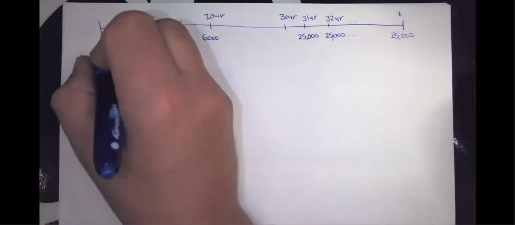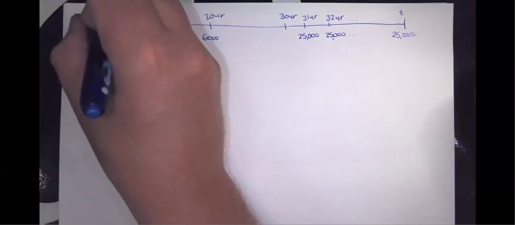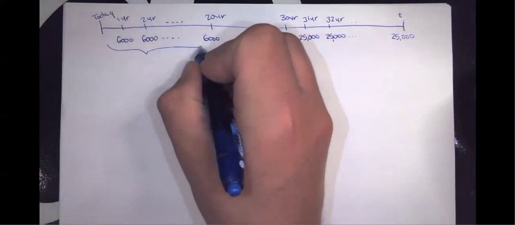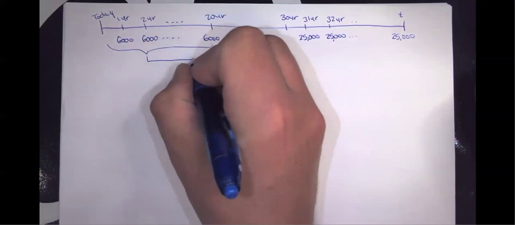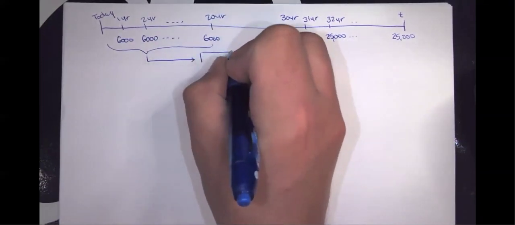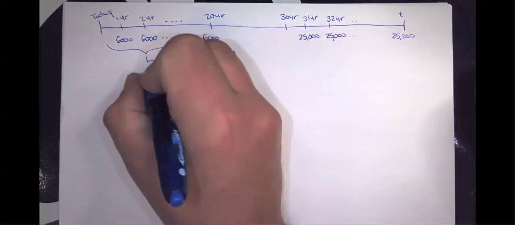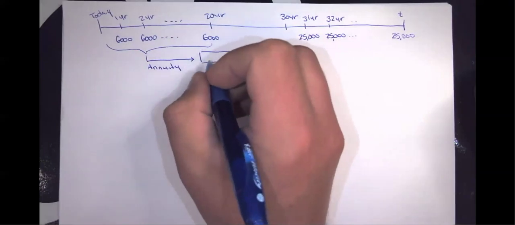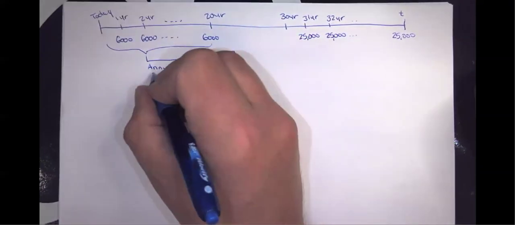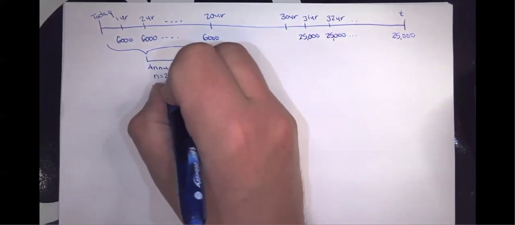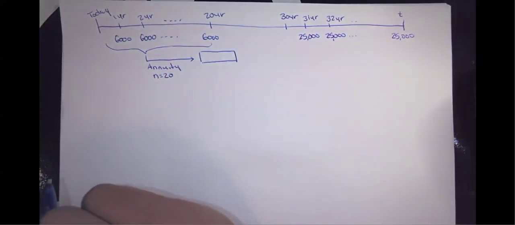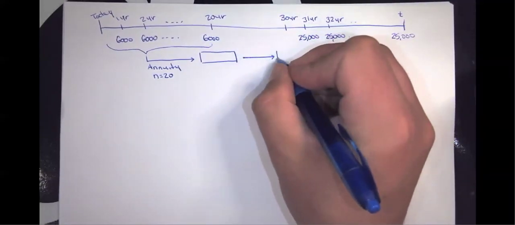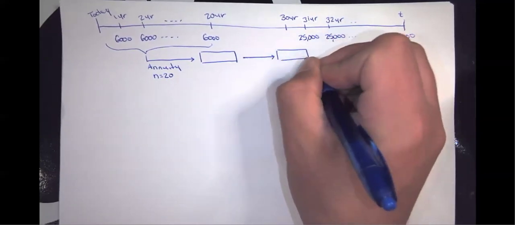So in order to figure this out, beginning with today, we're going to take all of these $6,000 contributions and move them forward to 20 years. Now, this is an annuity, and in this annuity, we're making 20 contributions. We then move ahead with compound interest to 30 years.